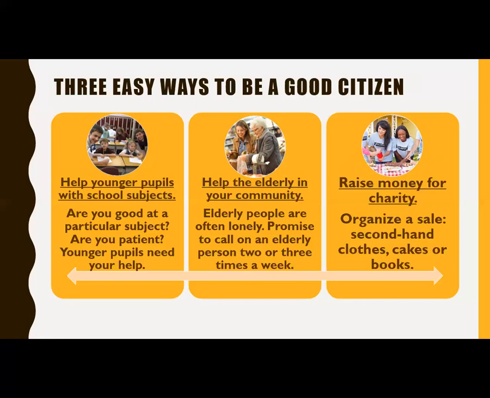Here I have introduced three easy ways to be a good citizen. Help younger pupils with school subjects. Are you good at a particular subject? Are you patient? Younger pupils need your help. Help the elderly in your community. Elderly people are often lonely. Promise to call on an elderly person 2 or 3 times a week. Or you can raise money for charity by organizing a sale with second-hand clothes, cakes, or books.